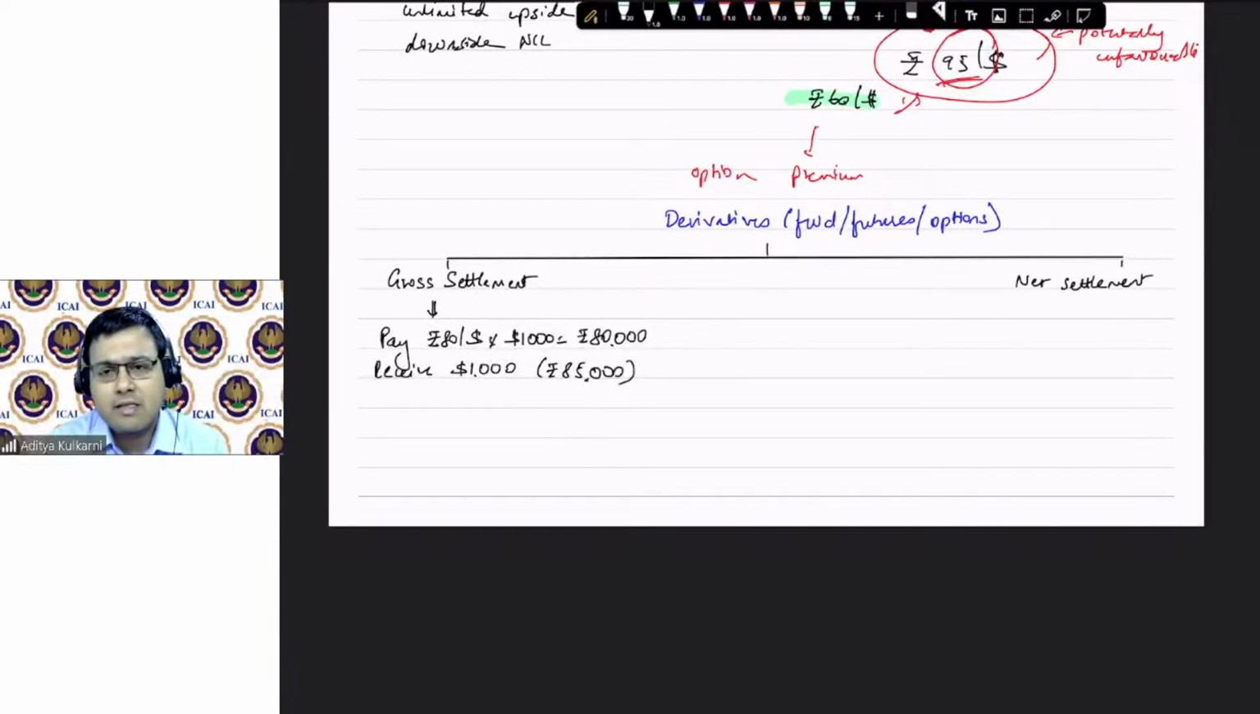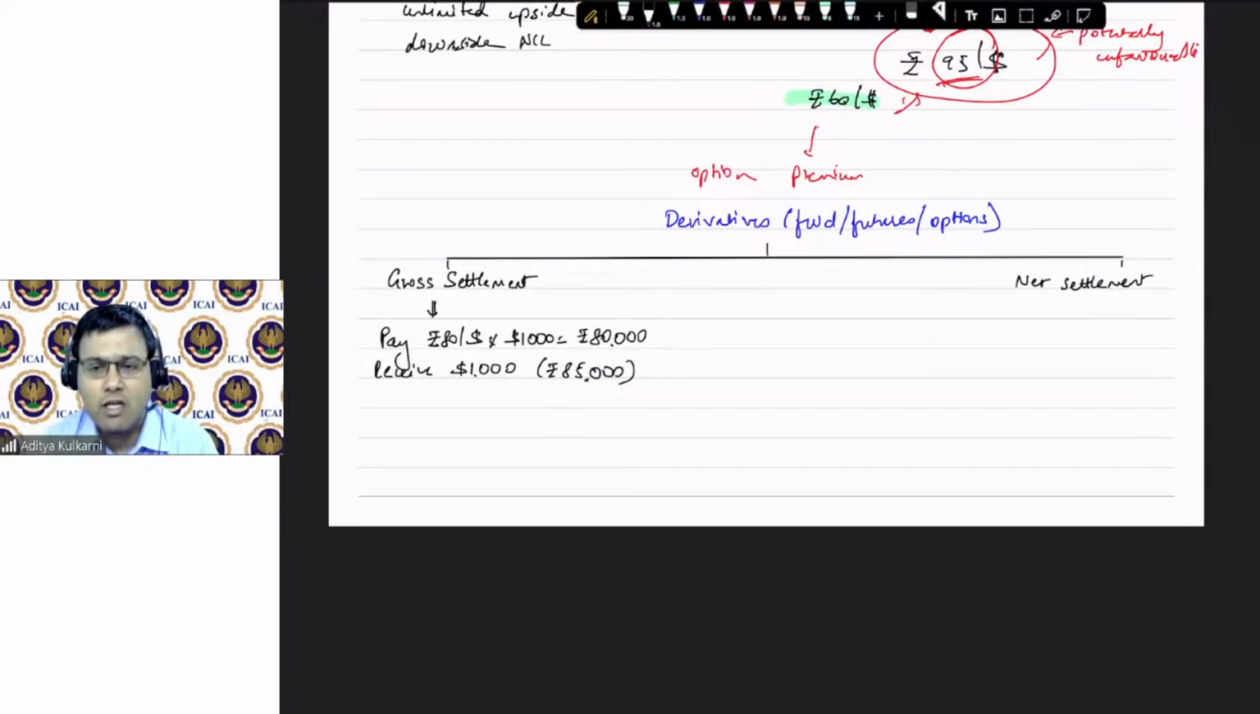Now you could replace this dollar by any commodity or equity share, whatever you want, it will still remain a gross settlement. Suppose you've entered into a forward contract to buy Reliance Industries shares for rupees 2,500. Now, in the future, when the Reliance shares go up, you will be getting the Reliance shares at 2,500 only. Suppose the price becomes 3,000. You are getting one share worth 3,000 in the market, but you are paying 2,500. So we call that a gross settlement.